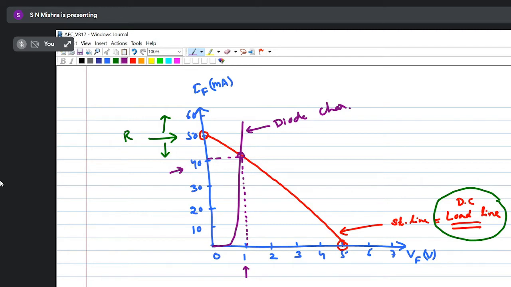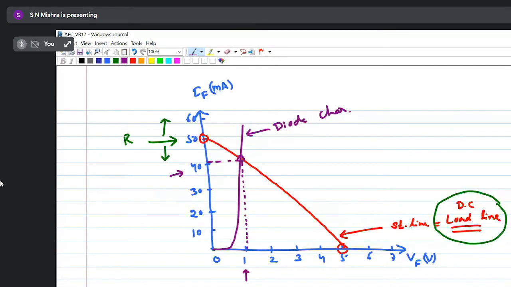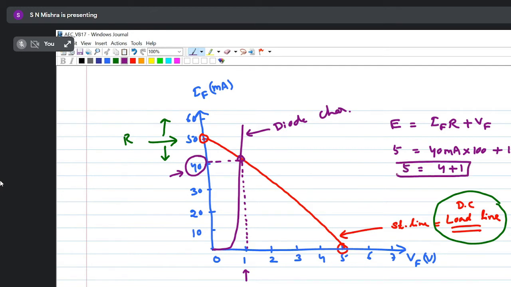Now what equation did we get earlier? E equals IFR plus VF. Okay, this is the base equation we have found out. Now if I take this one, E equals IFR plus VF. If this is satisfied, KVL is satisfied. What have I taken? E equals 5 volt. What IF am I getting here? 40 milliampere into resistance 100 ohm plus 1. So 40 milliampere into 100 means 4 volt, plus 1 volt is equal to 5 volt. So it is satisfying the condition, or KVL is satisfied. Yes or no?